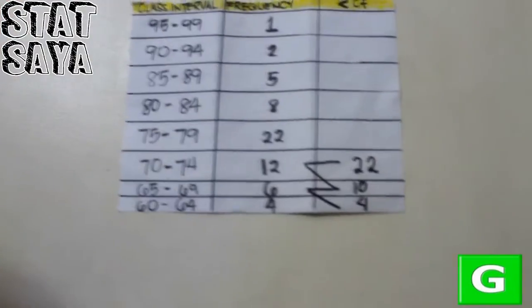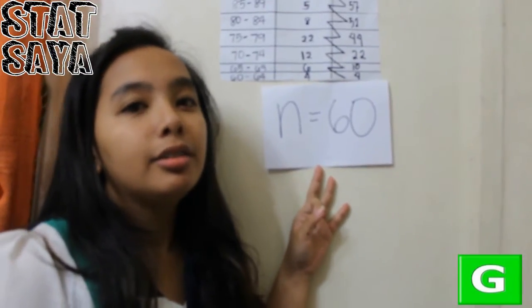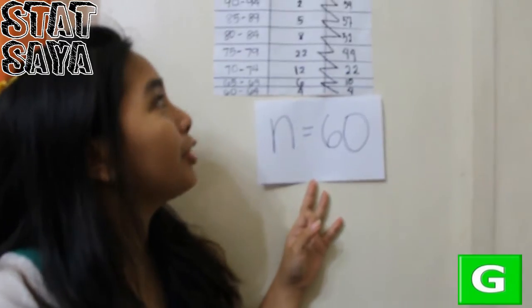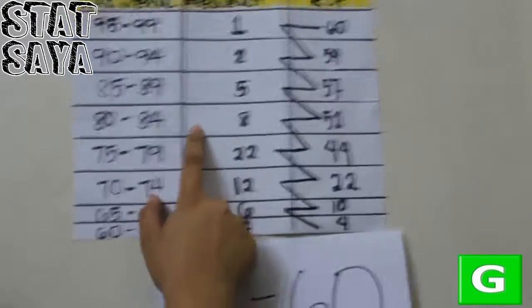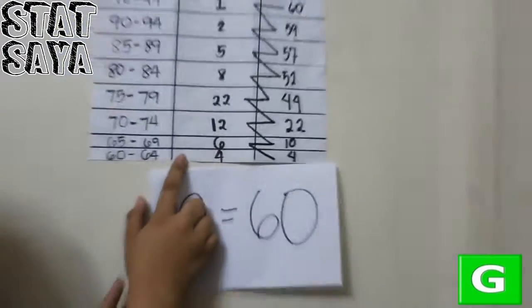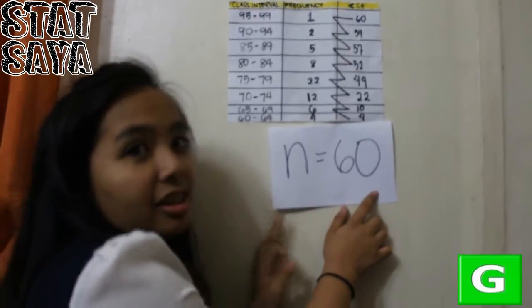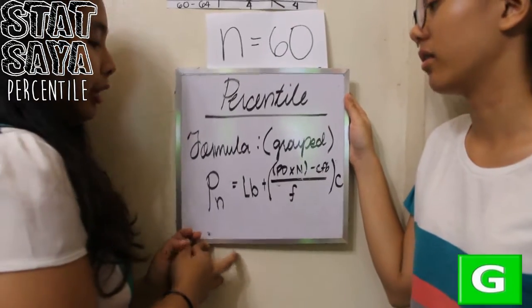And you repeat the same process until you reach the top. The last cumulative frequency should be 60 because 1 plus 2 plus 5 plus 8 plus 22 plus 12 plus 6 and plus 4 is equals to 60. This is the formula for percentile group data.